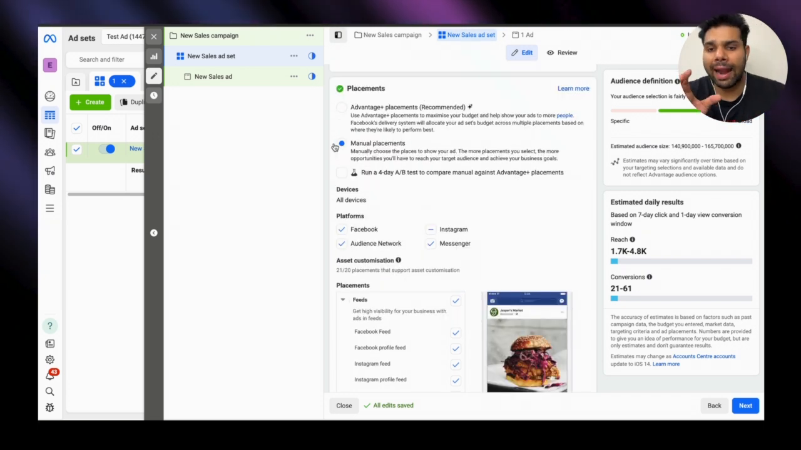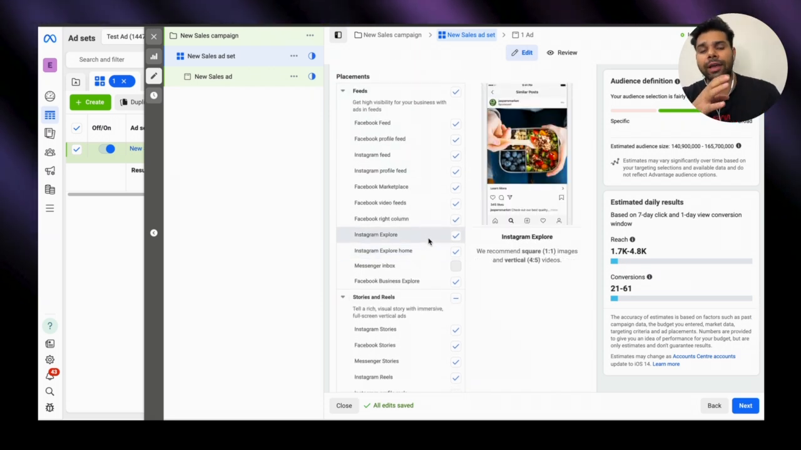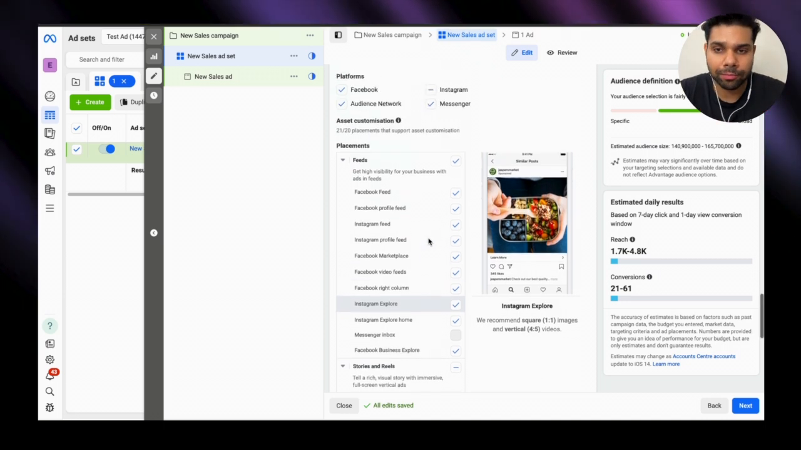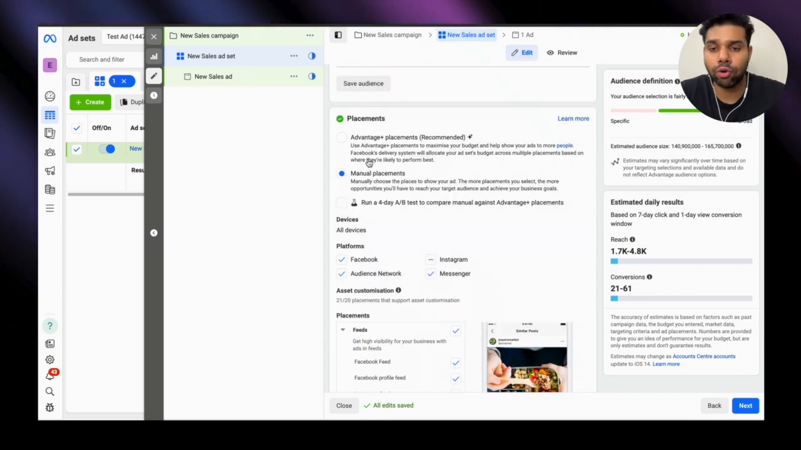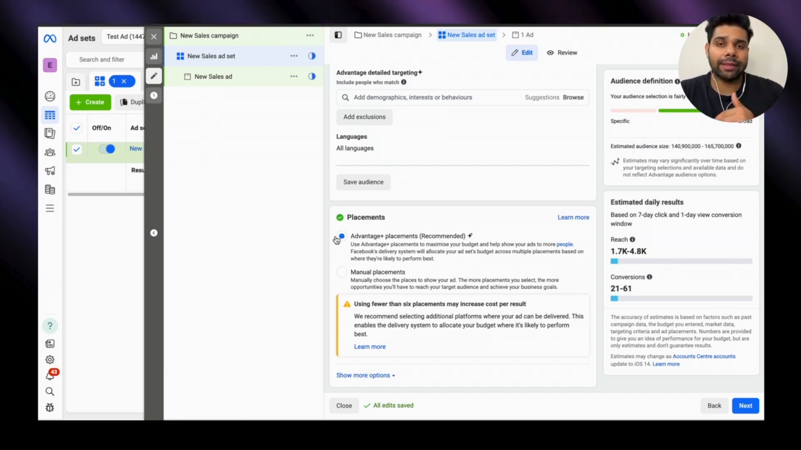If you are running brand awareness with manual placement, you can choose profile feed, Instagram feeds. You can use any of them. But when you are running a sales campaign, you should always use Advantage Plus placements. I've seen many videos where people are asking you to use manual placements, where they have no idea what kind of campaign you are running.